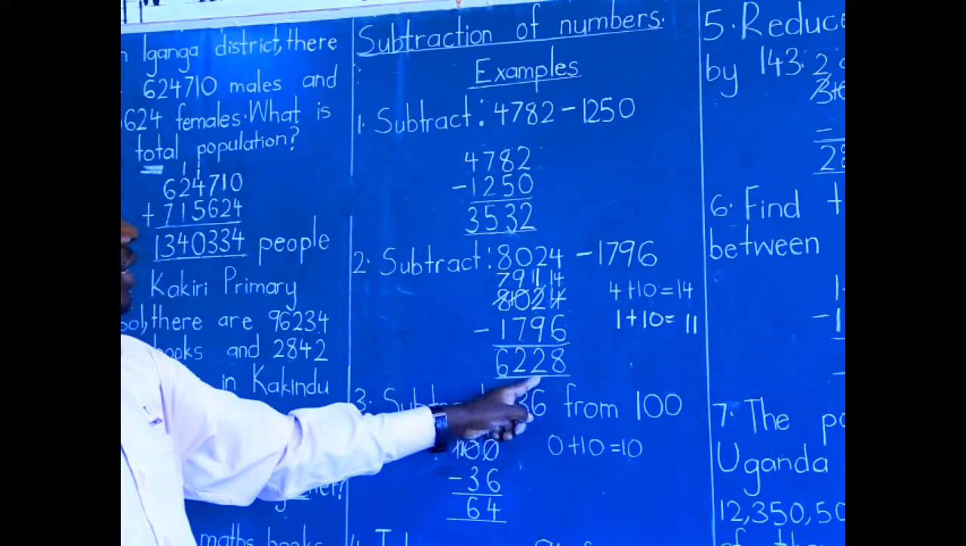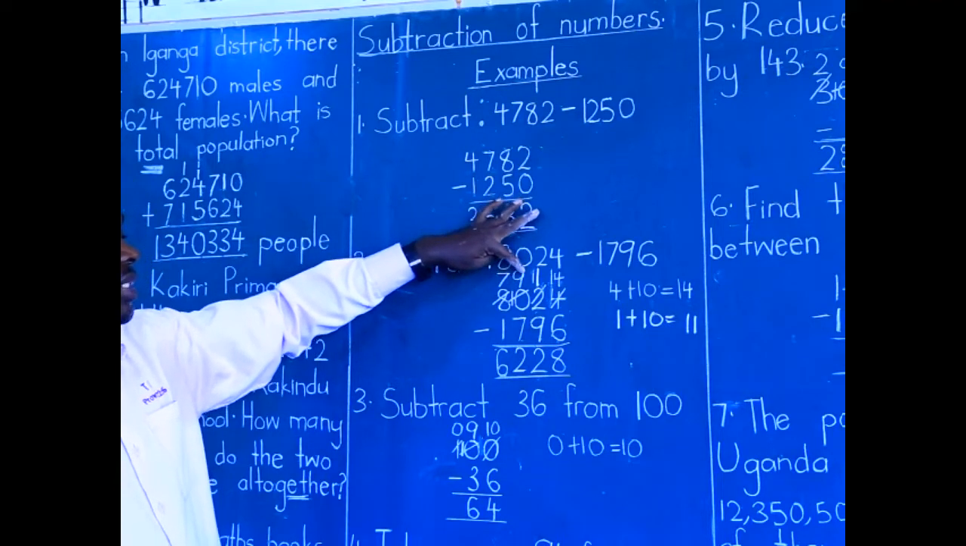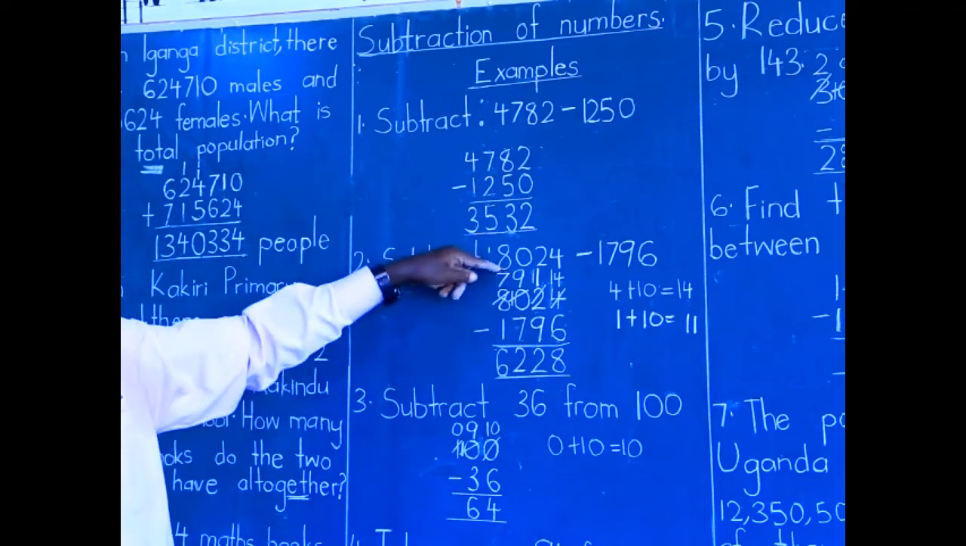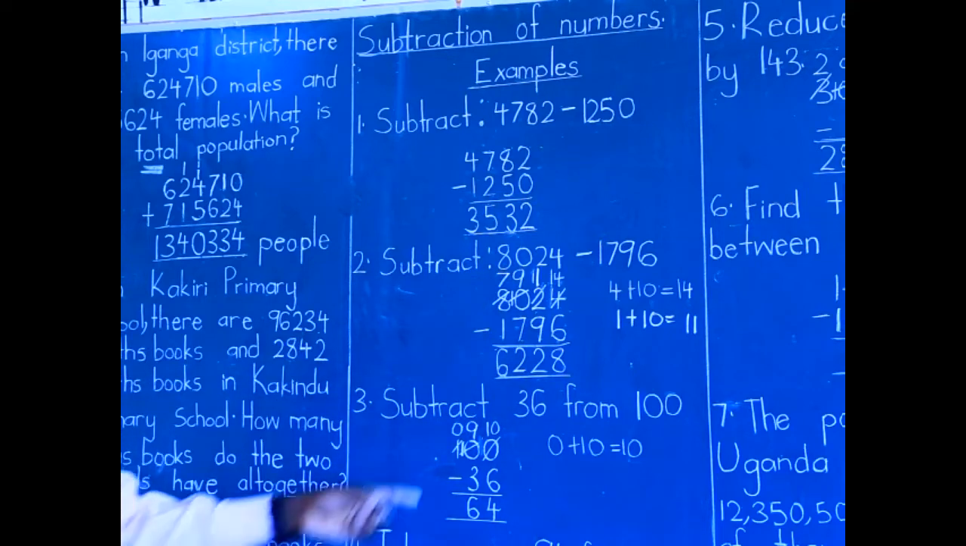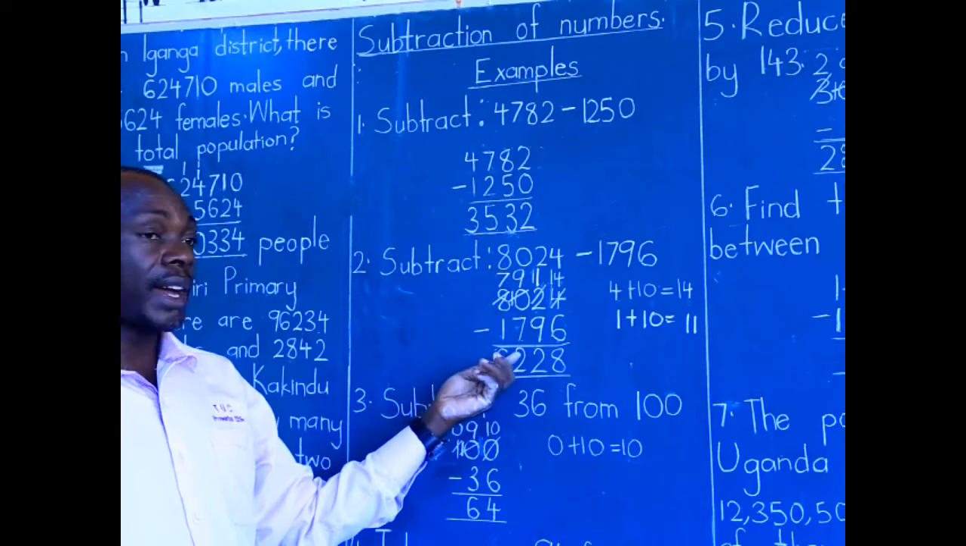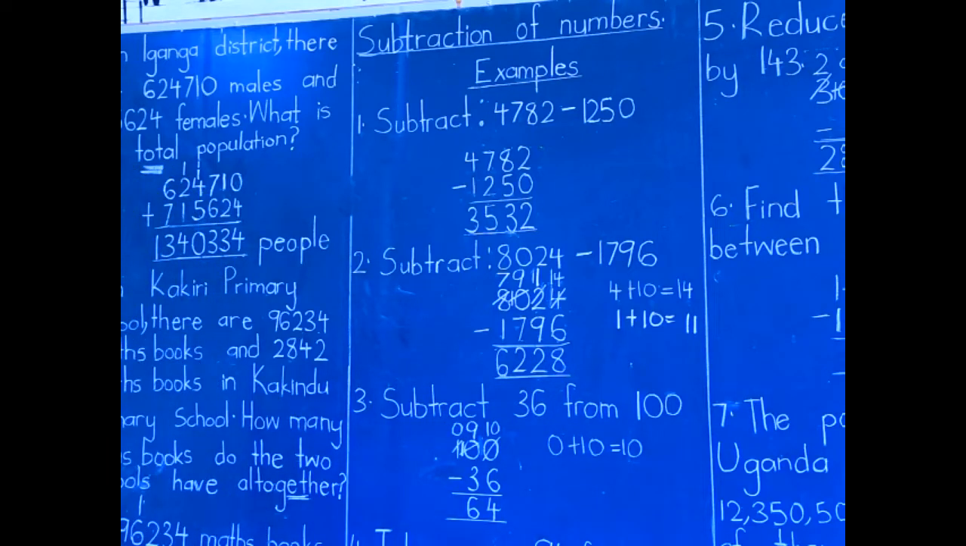11 minus 9 you get 2. And now add 9 remaining here. That's 9 minus 7, you get a 2. And 7 minus 1 you get a 6. So remain with 6,228 as an answer when you subtract normally.